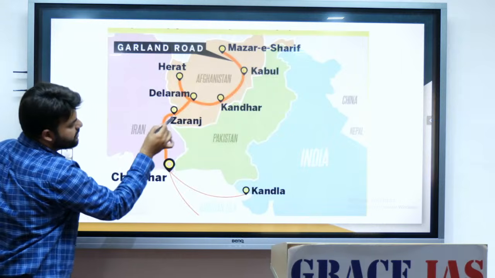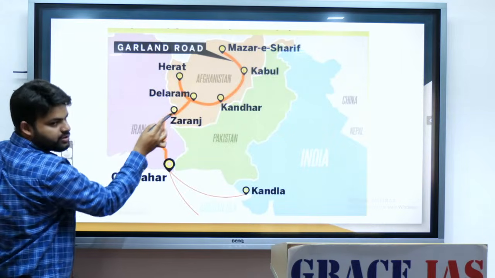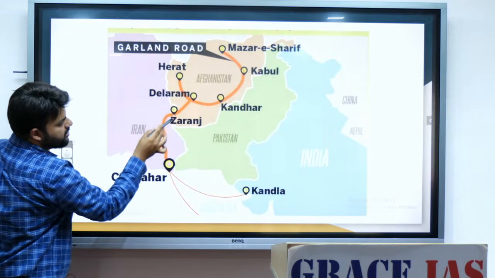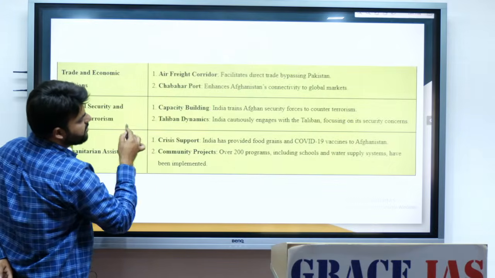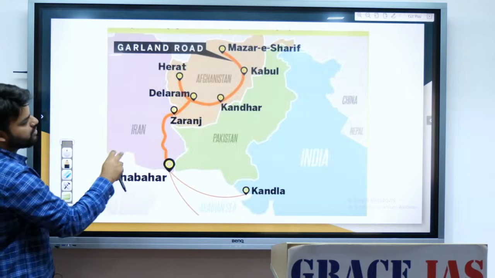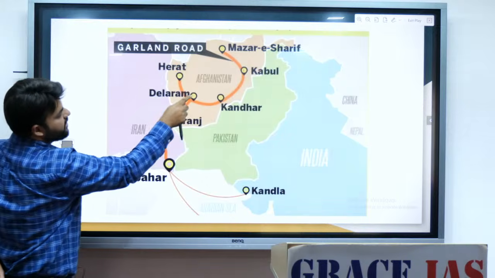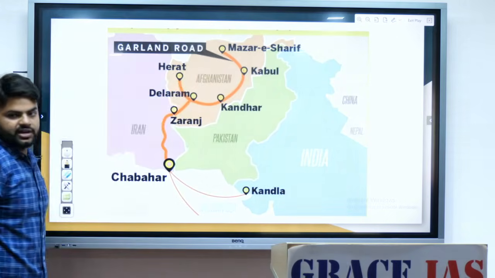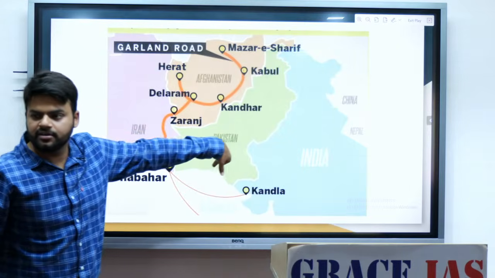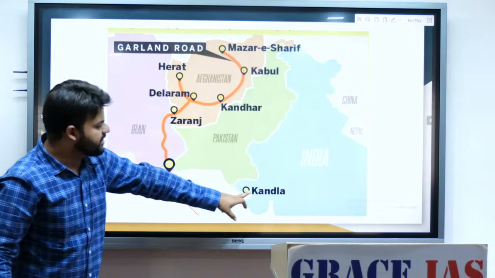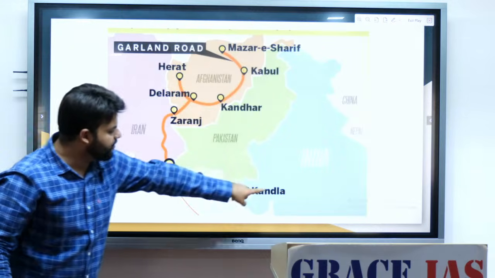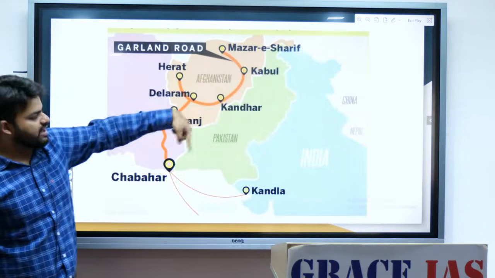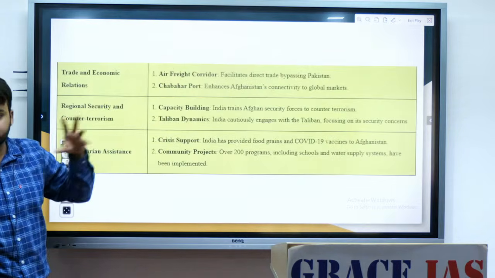And then India has built this Zaranj-Delaram highway also. We have built this. So from there we actually have a connectivity now. From Iran we have entered Afghanistan, and from Afghanistan we can move into Central Asia. Did we bypass Pakistan? Yes. Otherwise we would have to go through Pakistan. Now we are directly going through Iran. We have bypassed this. That was the geostrategic significance.